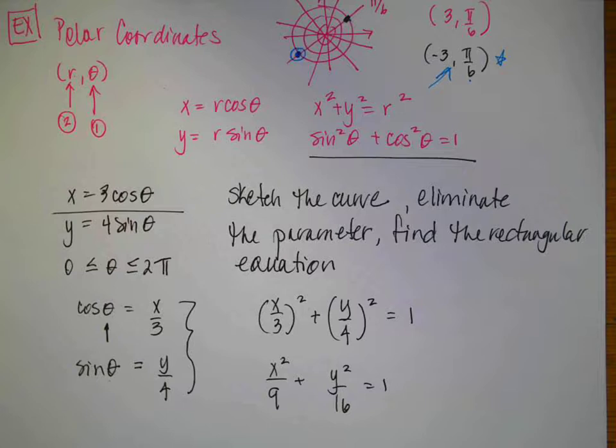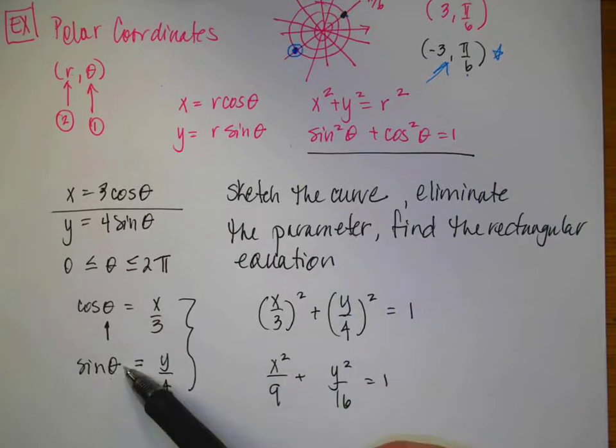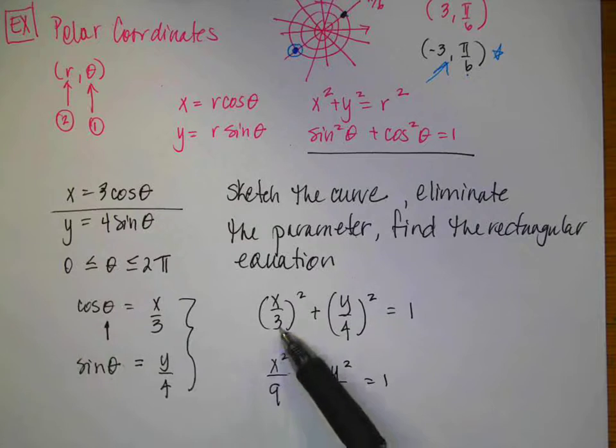So we sketched the curve. I cheated and we did it in our calculator. And then we eliminated the parameter, which we took away the theta, and I wrote a rectangular equation. So that was kind of cool. Alrighty. So all of those things apply.